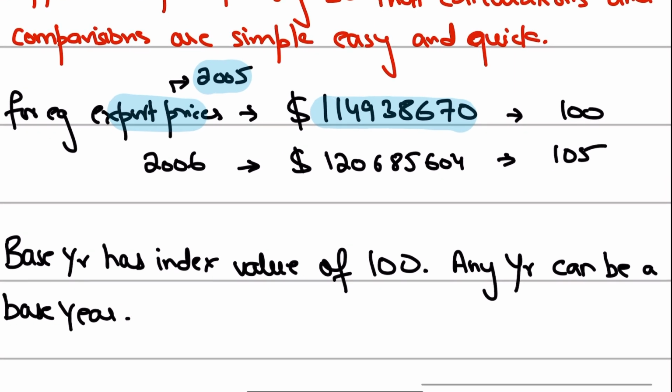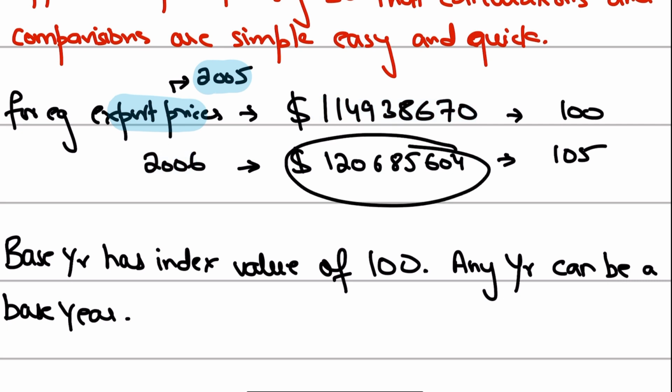So, let's say in 2006, the export prices rise to $120,685,604. Now, again, this is a very huge number. Now, if I were to ask you to calculate the percentage increase in export prices, you would take this number, deduct this number from it, divide again by this number, and multiply by 100. Now this is a long process.